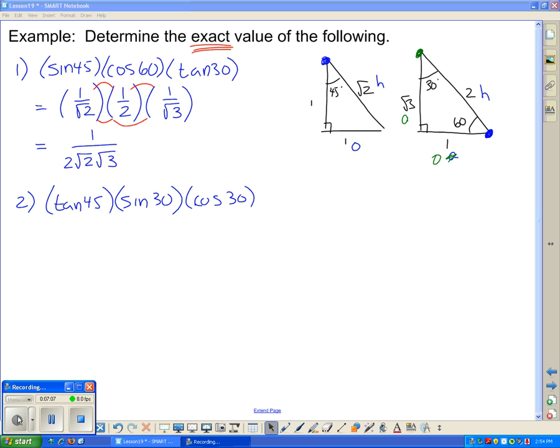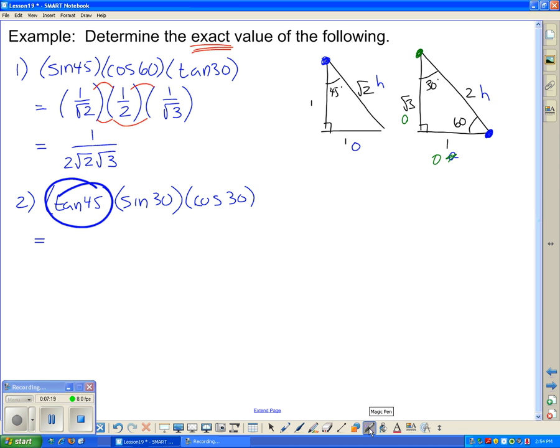So this time we'll do tan of 45 multiplied by sine of 30 multiplied by cos of 30. And I can put as many expressions as I want in here, but all you're doing is simply replacing each trig function with its appropriate ratio, or fraction. So tan of 45. Going back to my picture up above, tan is opposite over adjacent. So tan of 45 is just 1.